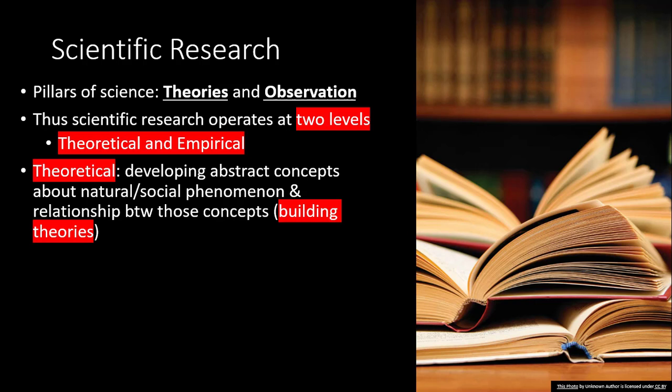So what do we do at this plane? We develop abstract concepts about a phenomenon of interest, either social, economic, or whichever phenomenon of interest, and we look at the relationship between those concepts. That helps us to build theories. That is the theoretical plane of scientific research, or we can refer to it as the theoretical level of operation of scientific research.